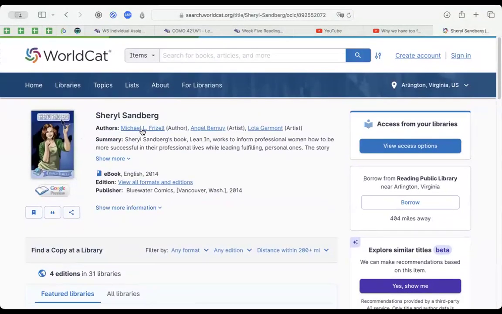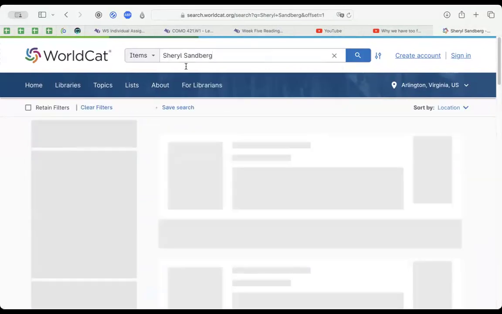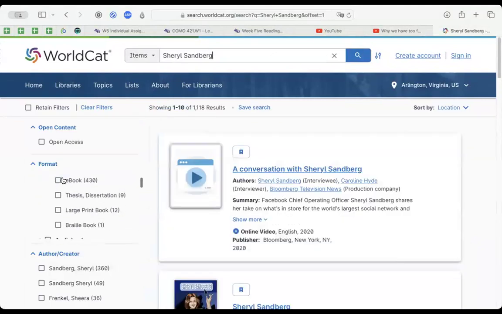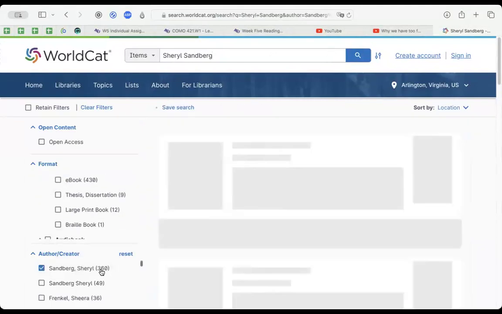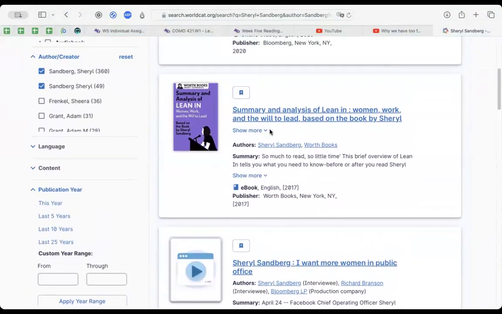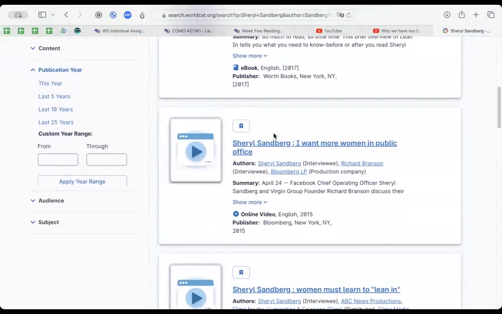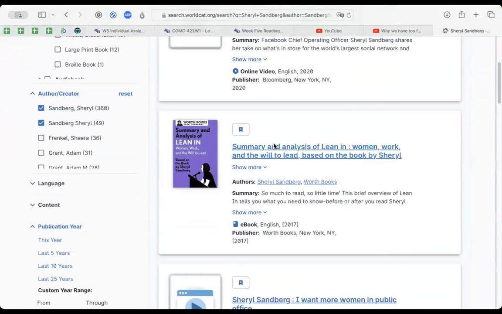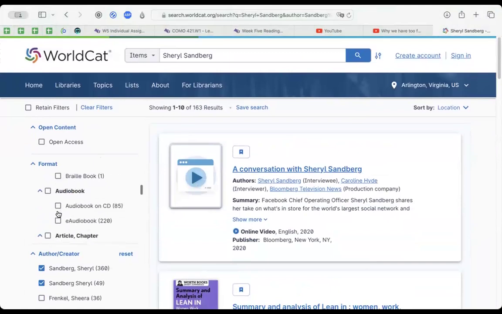So we have a variety of books here. In this case, we're looking for Sheryl Sandberg as an author. So I'm going to go ahead and select creator there. And we have a variety of ones here. Summary and analysis. No, we're not interested in that secondhand one. We're not interested in this other book, or the interviews. We are looking for the book that she authored.